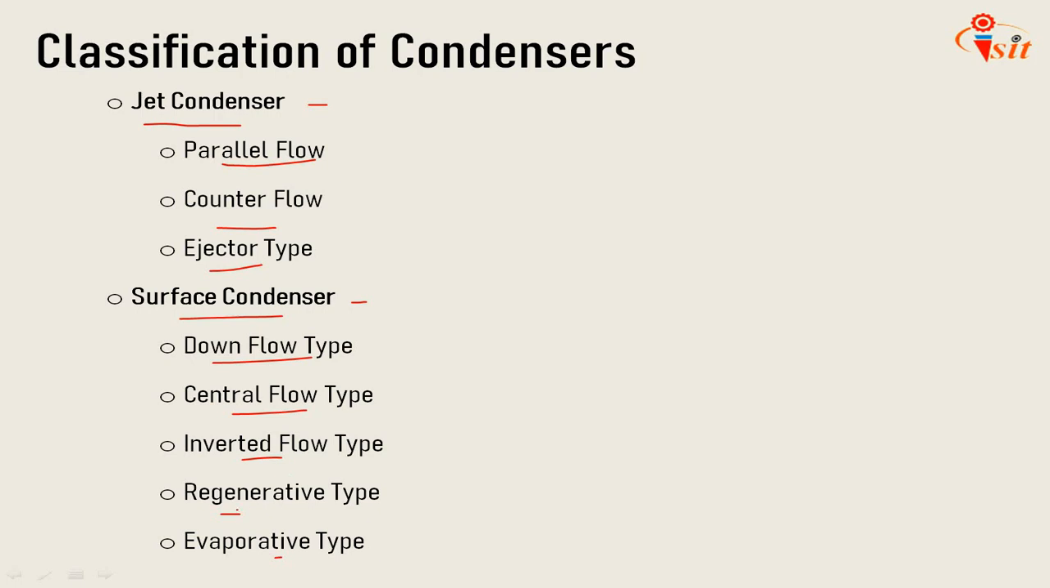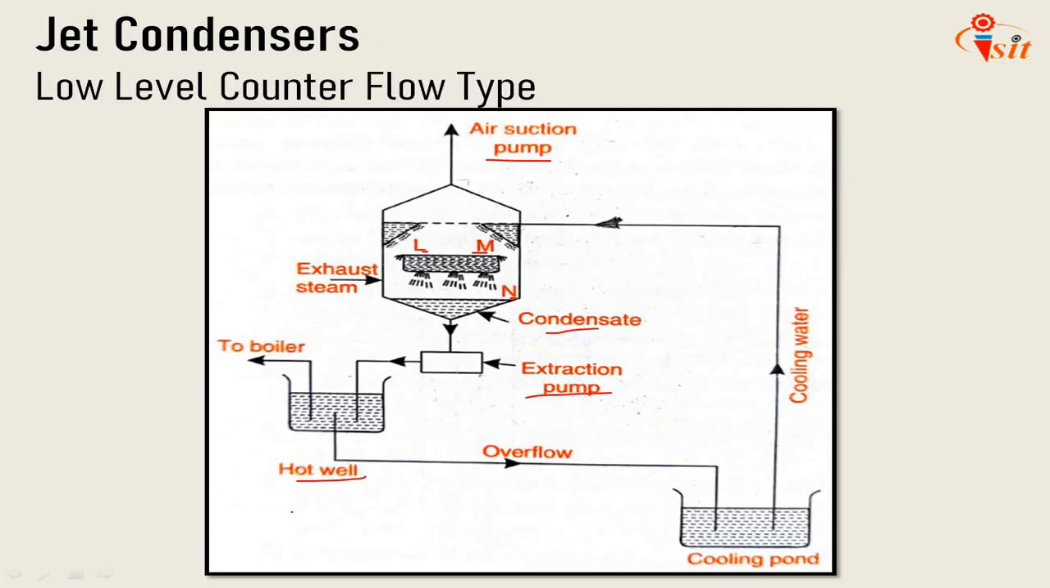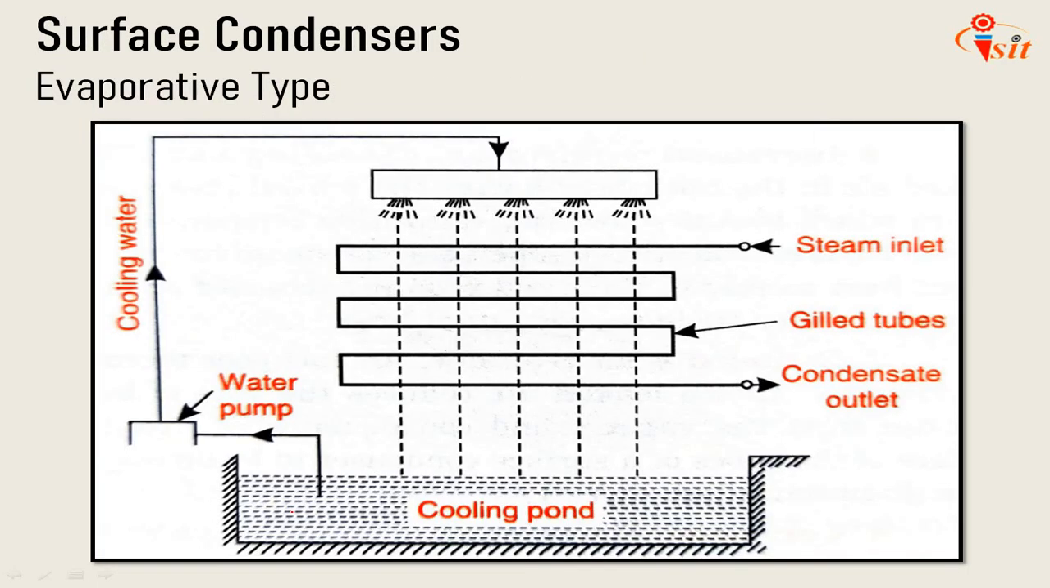Next is regenerative. In the regenerative type, the condenser adopts a regenerative method of heating of the condensate. After leaving the tube nest, the condensate is passed through the entering exhaust steam from the steam engine or turbine, thus raising the temperature of the condensate for use as feed water for the boiler. Okay, and the last type is evaporative type.